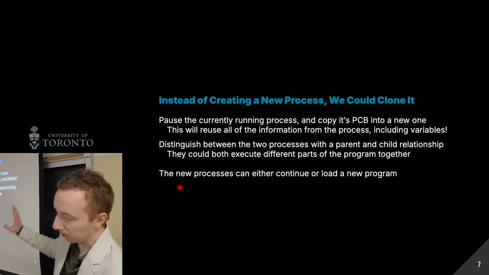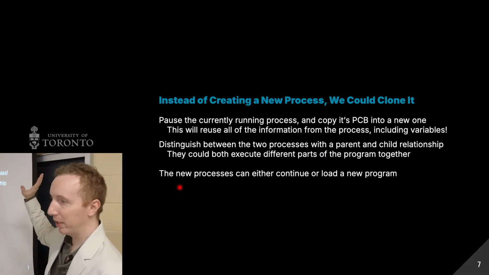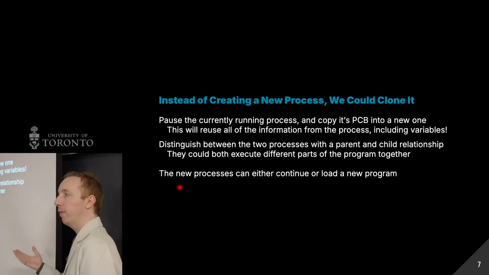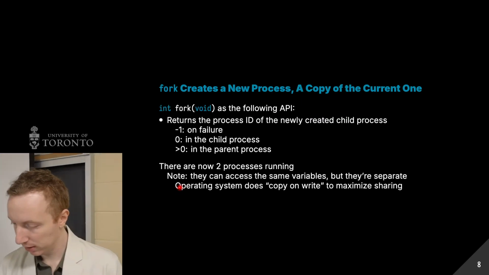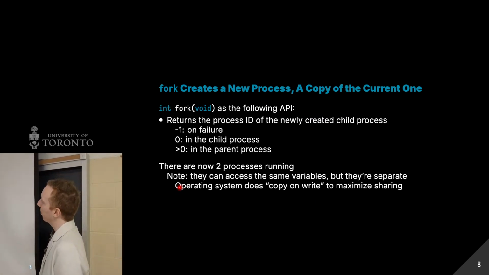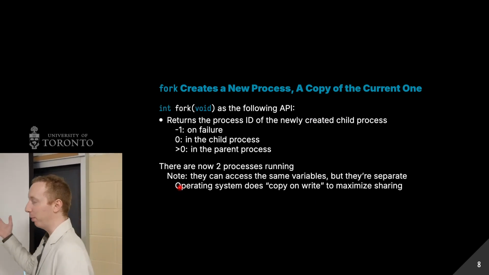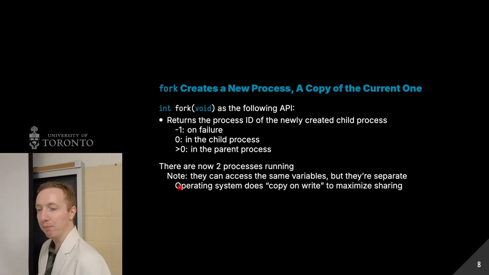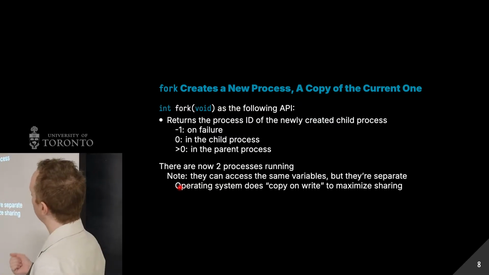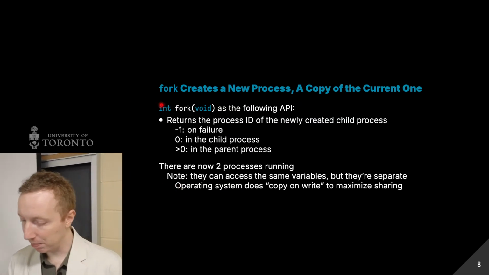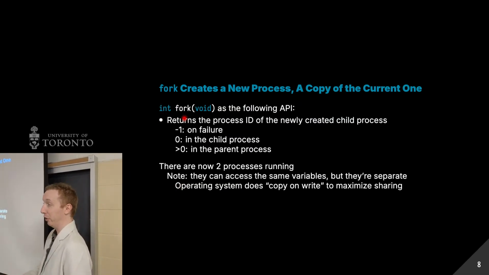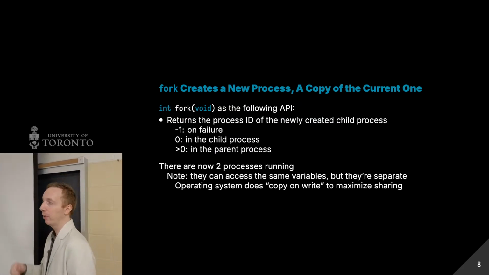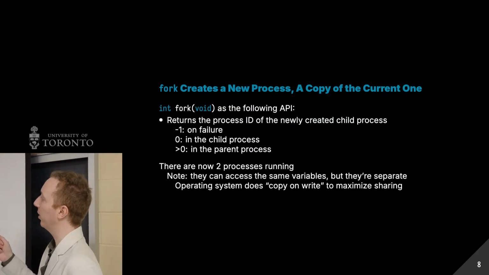So this new process can either just continue running as a clone, or it can load a new program if I wanted to indeed run a new program. So in order to create a new process, it's not called give birth to or something like that, even though it's parent-child. They called it fork. So fork creates a new process, which is a copy of the current running one. So its API is fork, takes no arguments, and returns an integer. And the way it works is it returns the process ID of the newly created child process.